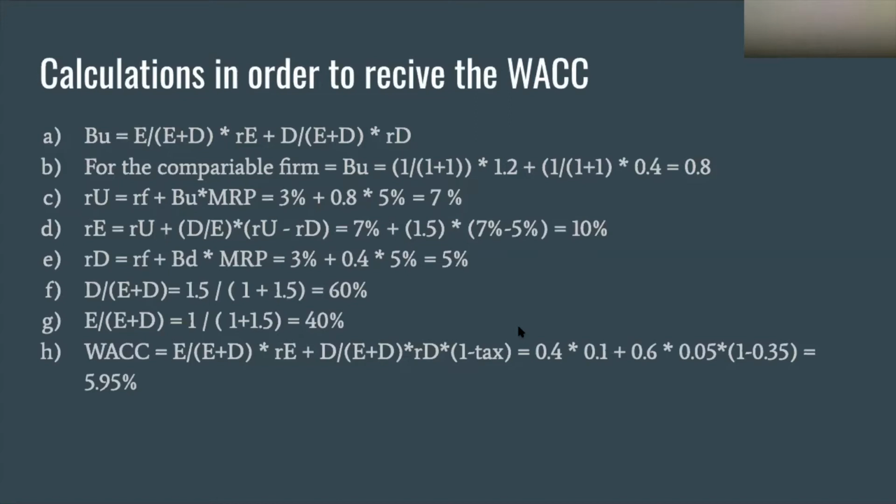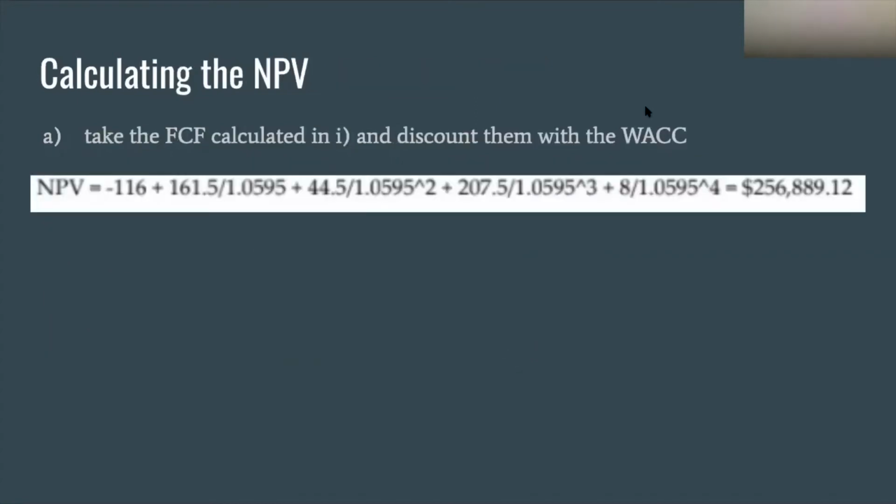So now when we have received the WACC and we have the free cash flows from the last questions, all we need to do is discount the free cash flows with the WACC that we have calculated. That we do here on that slide. And now it's important to keep your mind straight and discount with the right number of years, so that you don't forget that at year 0, you don't need to divide by anything. And then we know that the net present value of this project is 256,889.12.